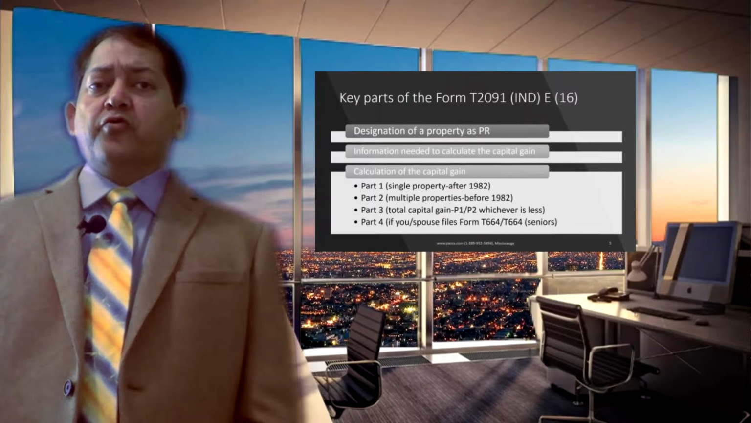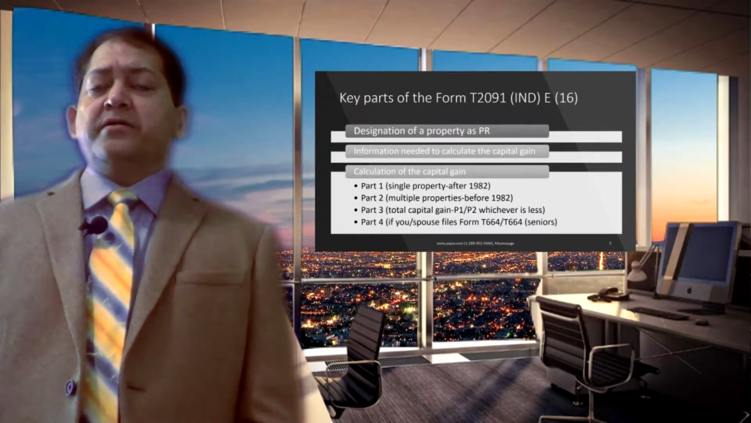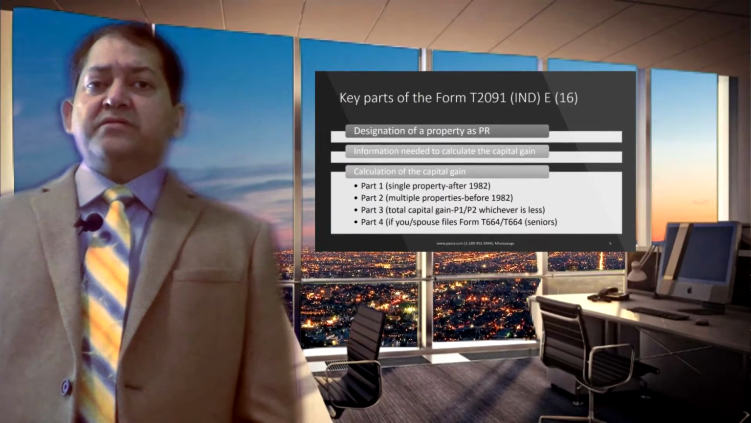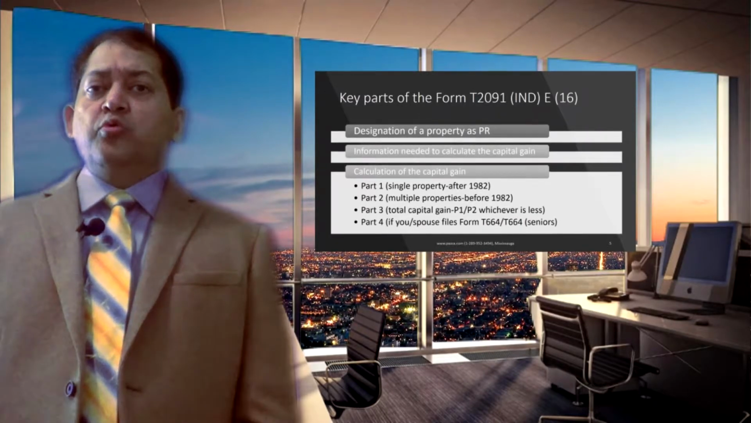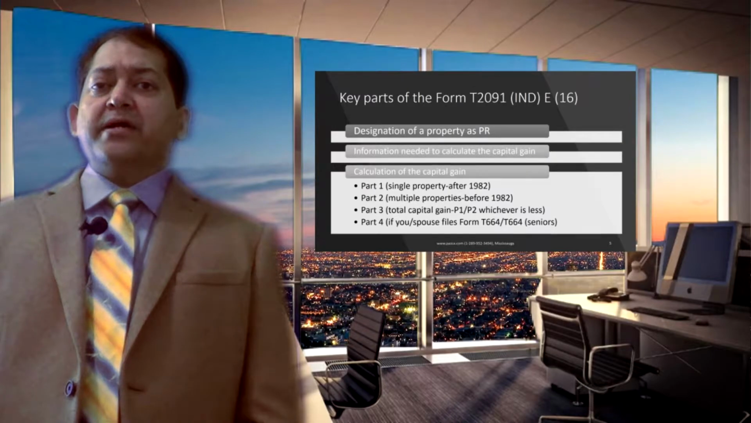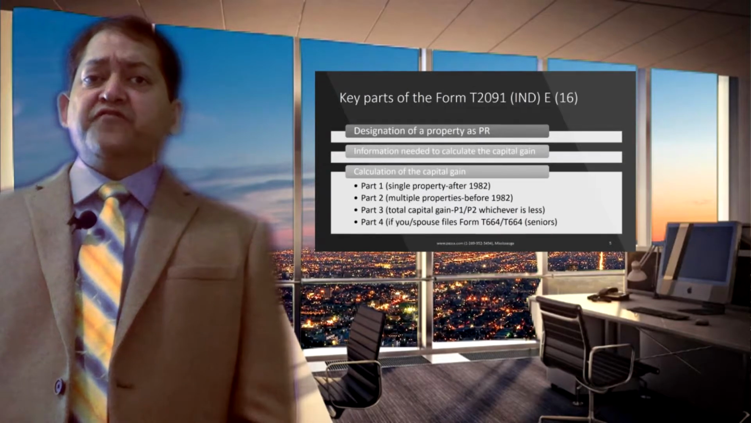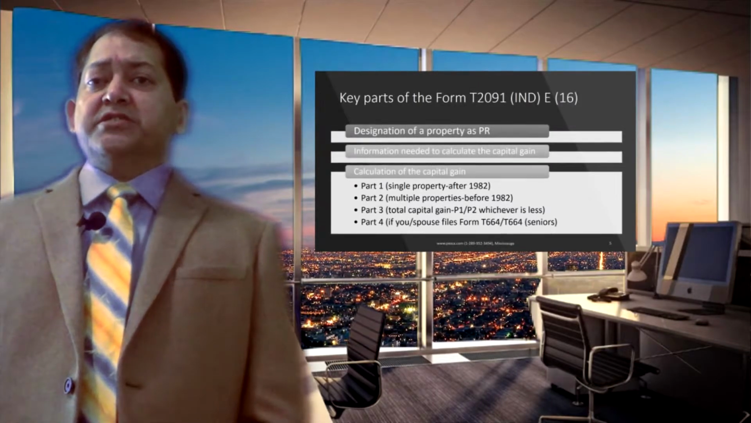Part 2 is meant for those individuals who may have multiple properties, because before 1982, one could have multiple properties as principal residence. Part 3 is that you have to add up the calculations made in part 1 and part 2, and you have to report whichever is less. And part 4 is meant for the situation if you or your spouse filed form T664 or T664 seniors.